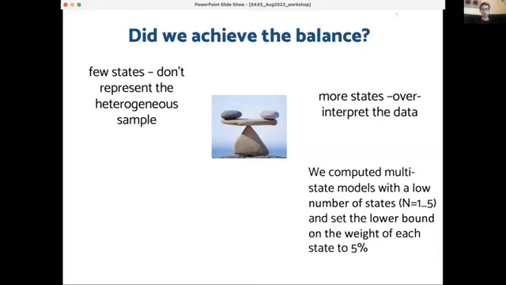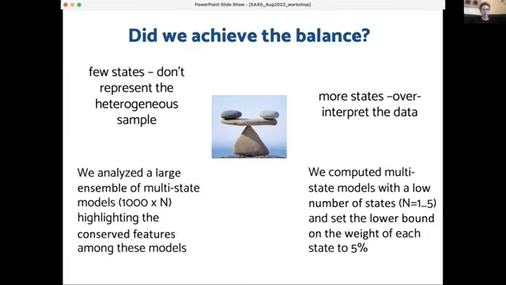So what we do is the following. We compute multi-state models for a low number of states. We don't go very far, usually up to 5. We can go up to 10, but normally it's up to 5. And we also set a lower bound on the weight of each state. Normally it's a parameter, but the default is 5%. So the state has to contribute significantly to improvement in chi-square to be included. So this takes care of data overfitting: few states, and a significant weight to each state.